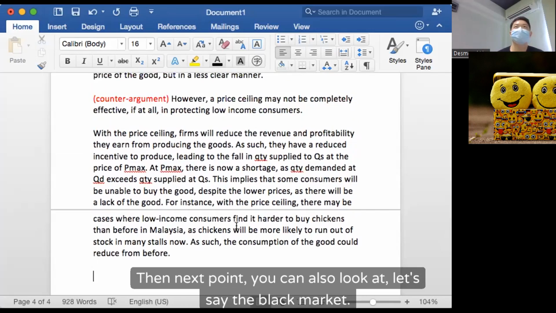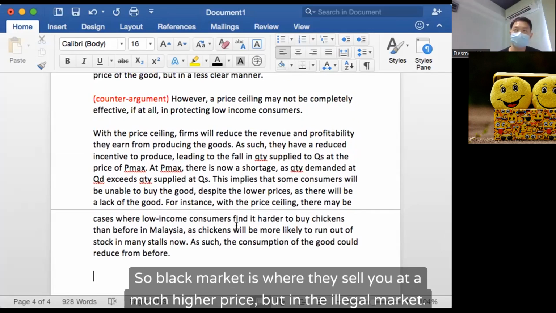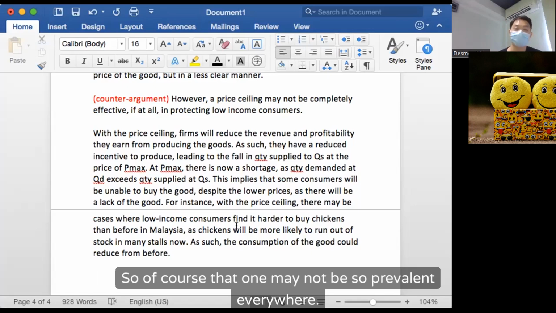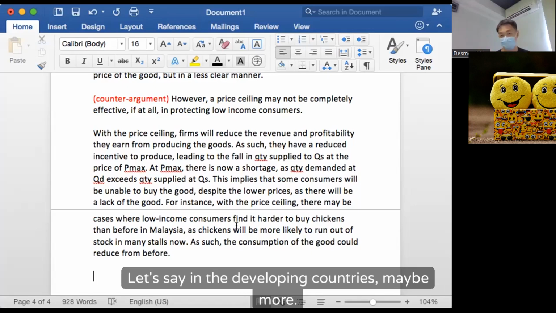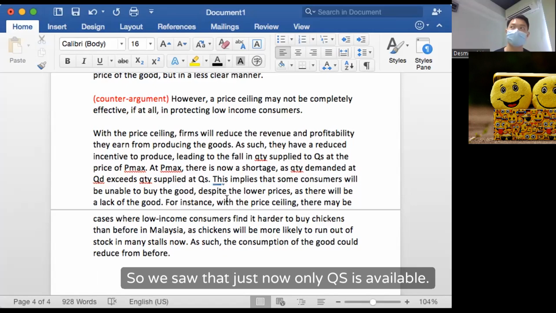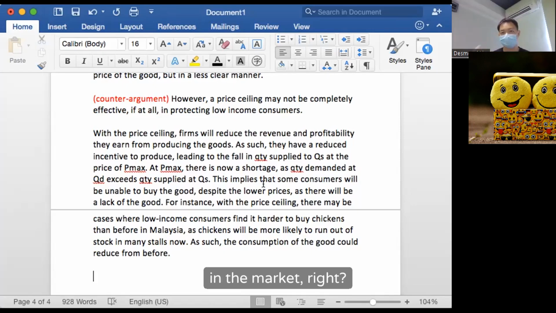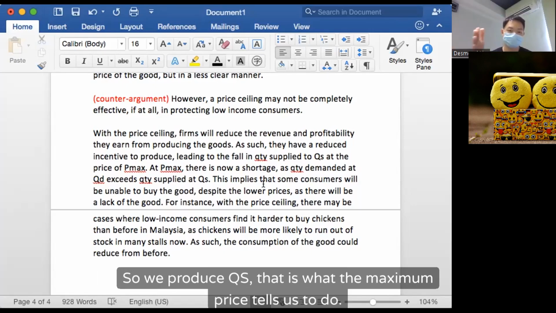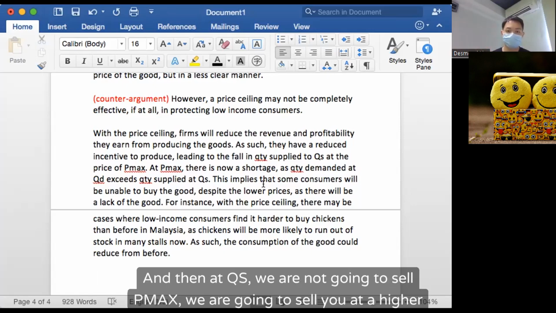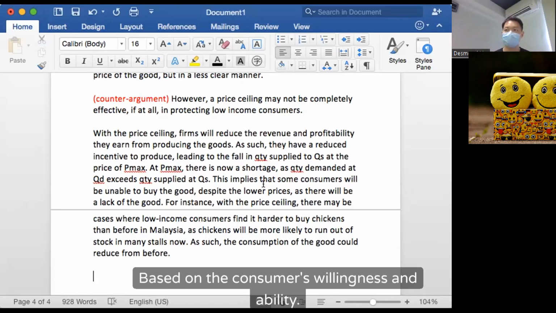Then for the next point, you can also look at, let's say, the black market. The black market is where they sell you at a much higher price, but in the illegal market. Of course, that may not be so prevalent everywhere. Let's say in the developing countries, maybe more. We saw just now that only QS is available, right? Assuming that the firms take out QS in the market, we produce QS, that is what the maximum price tells us to do. And at QS, we are not going to sell at PMAX. We are going to sell you at a higher price than before, based on the consumer's willingness and ability.